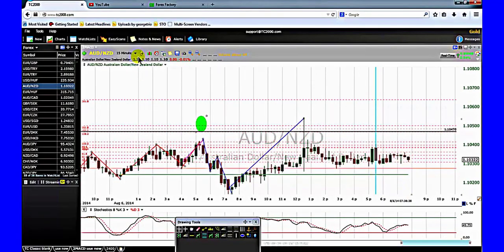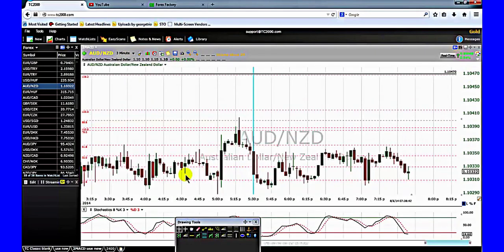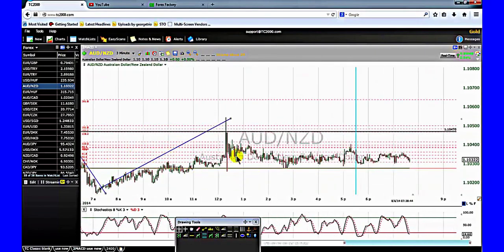So if I switch now to the 3-minute charts, I promise you, we can see that the market pattern here is horizontal on the 15-minute chart. Okay. Well, horizontal market pattern on the 15-minute chart. That's what we see now.